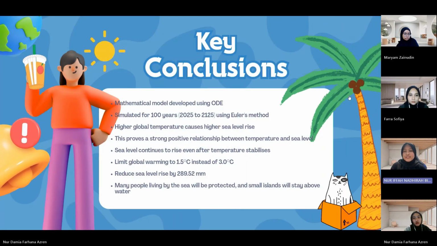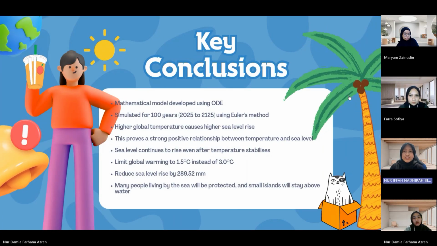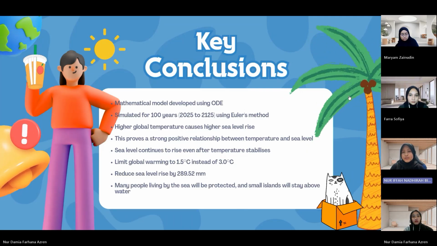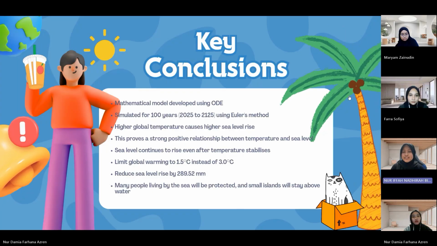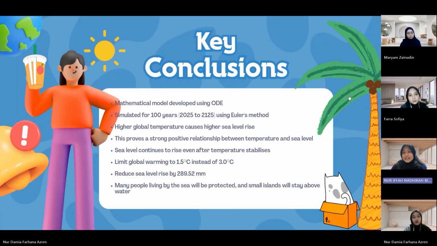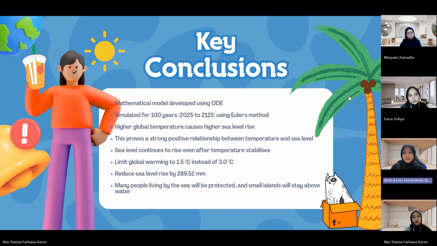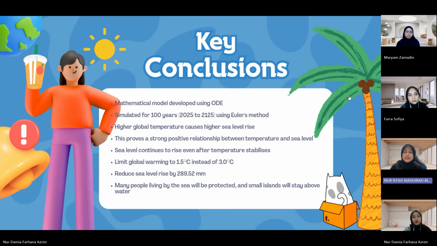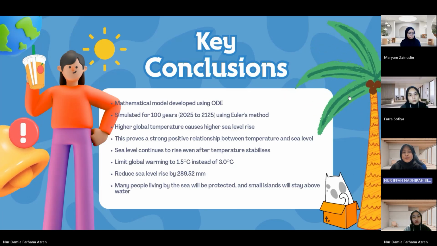For the conclusion, we use a mathematical model using the ordinary differential equation, or as we call it, ODE. We simulate the model for 100 years, from 2025 to 2125, using Euler's method. The result shows that the highest global temperature can cause the highest sea level rise. This proves that there is a strong positive relationship between the temperature and the sea level. Even after the temperature stops going up, the sea level will keep rising.